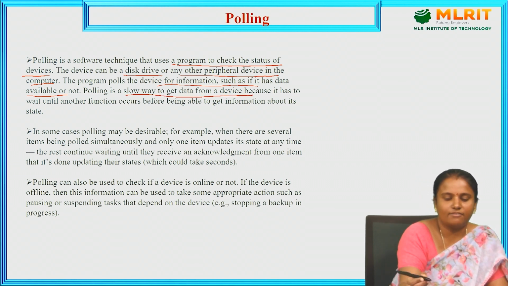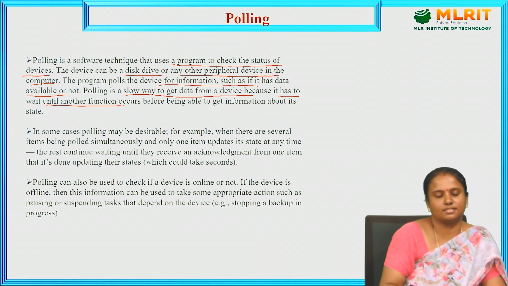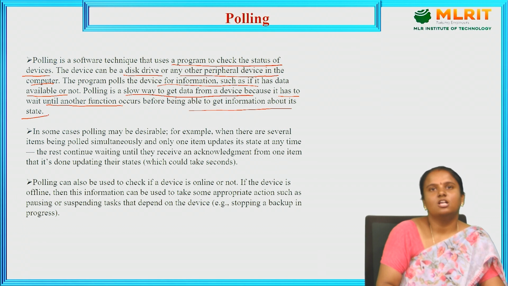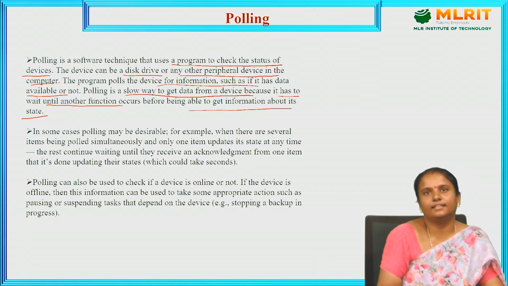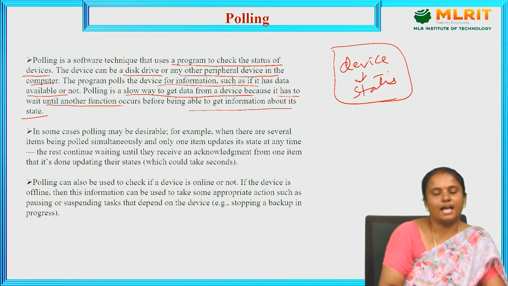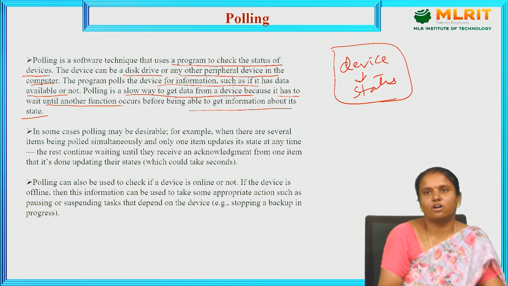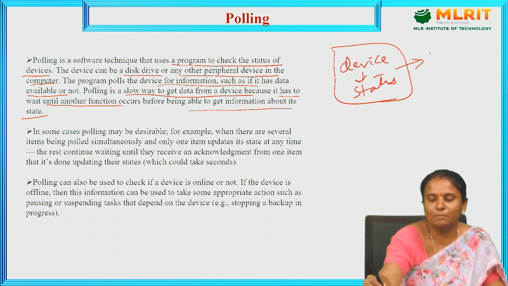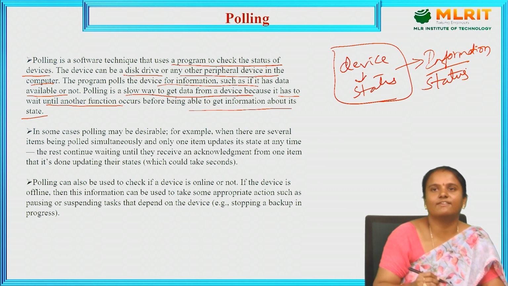Polling is a slow way to get data from a device because it has to wait until another function occurs before being able to get the information about its state. It is slow to check one device connection. It checks the device status and whether the data is available or not, and the next device or any other function should wait until it gives the information of the present working device or file folder. If the device or file folder is found, then it takes the next one to check whether it is available or not. That is giving the correct status of the present system. Giving the present status of any device, that is polling.